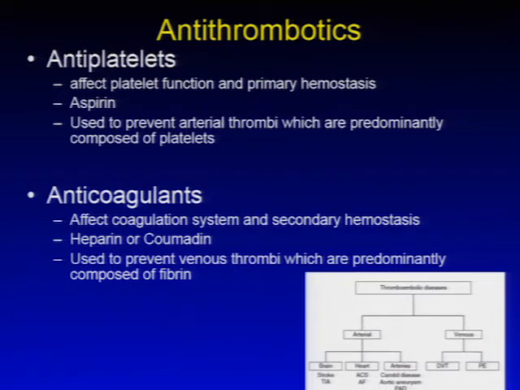which is why the antiplatelet drugs tend to work more on the arterial side. This is opposed to anticoagulants, which again we will dissect and discuss in more detail. But just generally speaking, they affect the coagulation system and secondary hemostasis. The prototypical drugs that you might think of are heparin and Coumadin, and they're used to prevent venous thrombi. Again, venous thrombi, which are predominantly composed of fibrin.